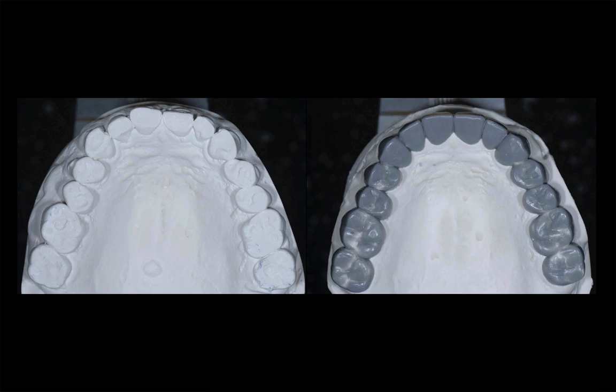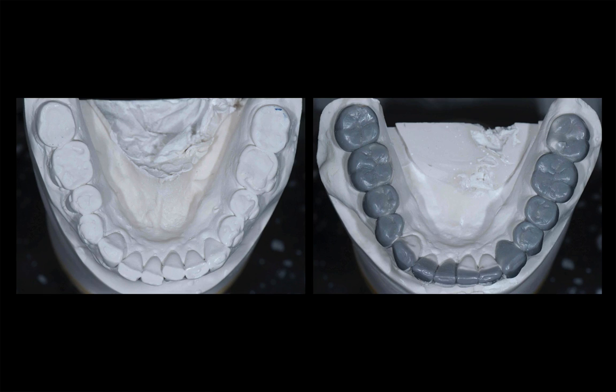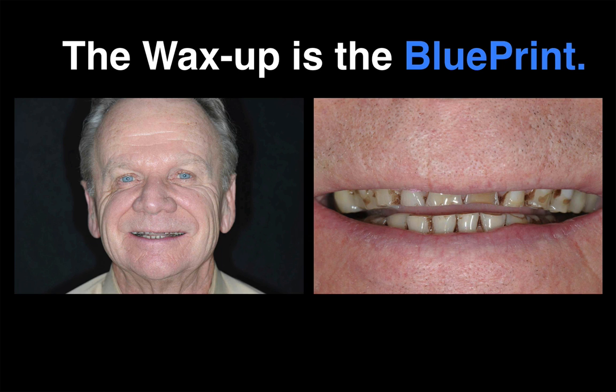And then we use that as the blueprint to make the provisional restorations, which are then the blueprint to create the porcelain restorations. So the wax-up, though, is the key. It's the foundation for creating these restorations. Here's the patient again, occlusal view. You can see all the wax being added to the before model. It's the additive wax-up concept. And so the wax-up is the blueprint.